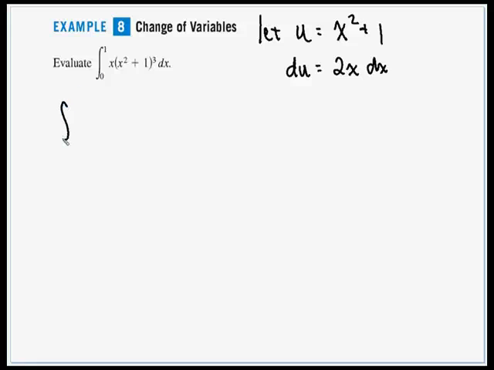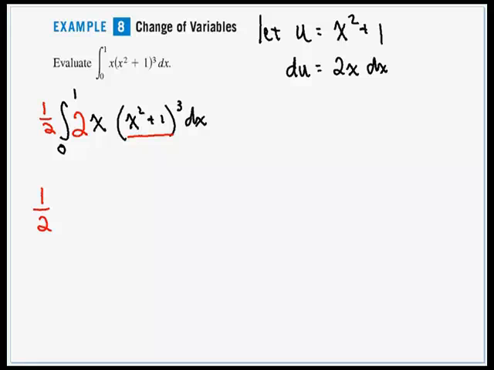Now let's see here, we have our definite integral from 0 to 1. I'll leave a little space here, x times our x squared plus 1 quantity to the third dx. So u is x squared plus 1. Here's our u, that's going to be u to the third. And we need a 2x dx for our du. We have an x dx, so we are missing the 2. And we have to balance that outside the integral with a 1/2, its reciprocal.